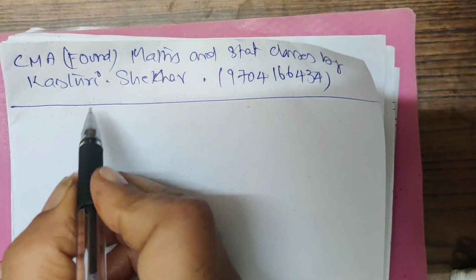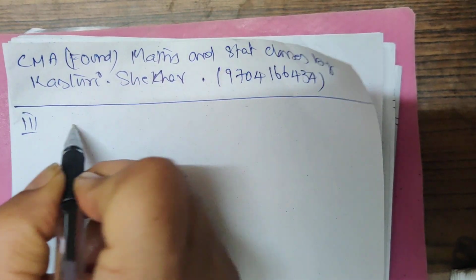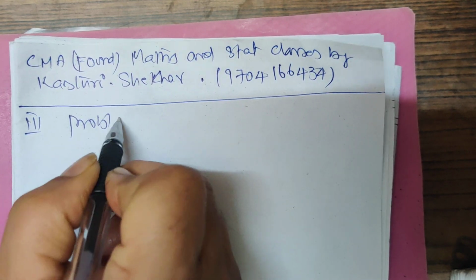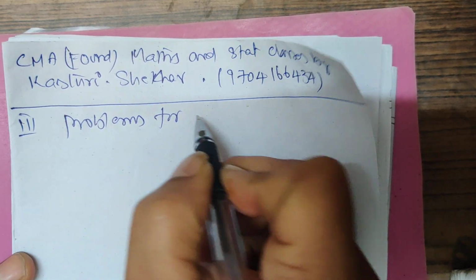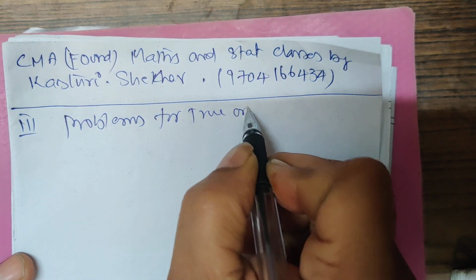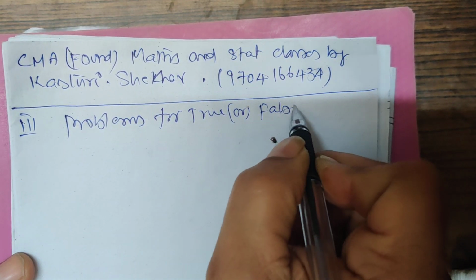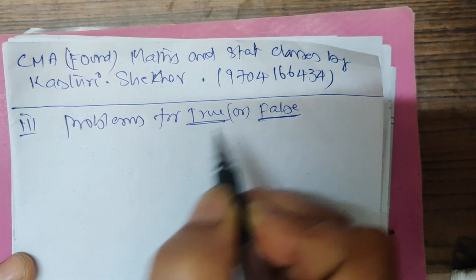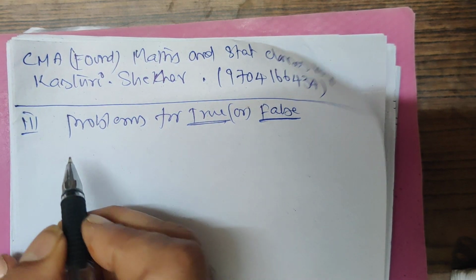Now sir, let us move to the third category, true or false. Problems for true or false. Let us see question number 11.